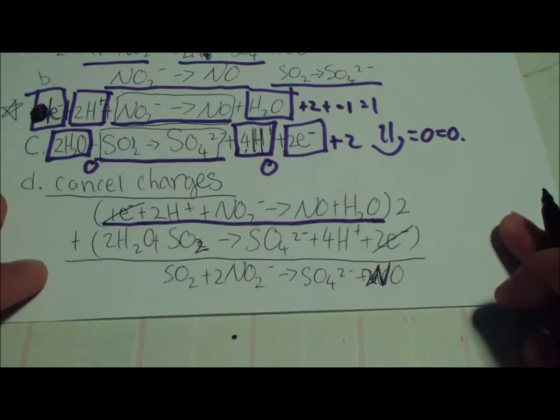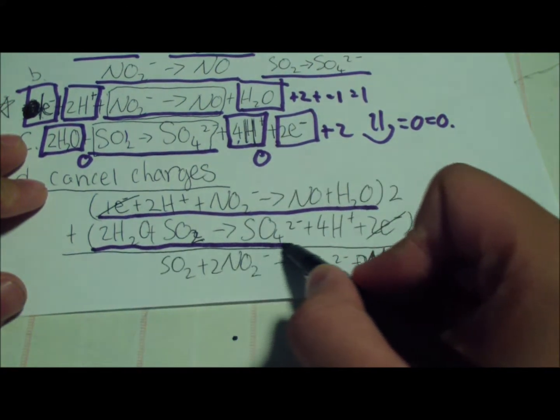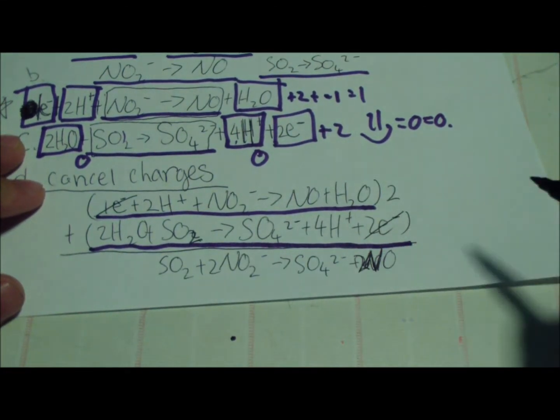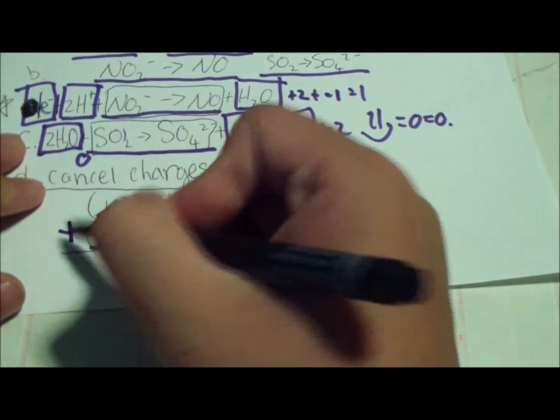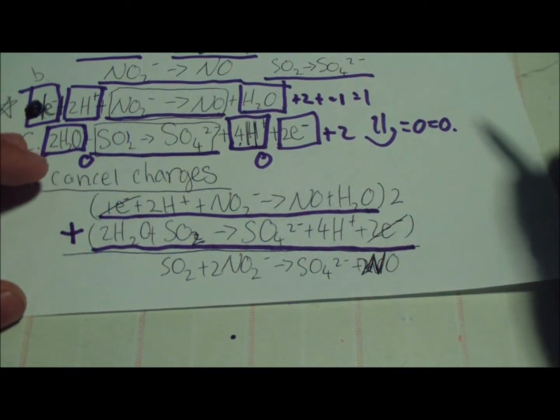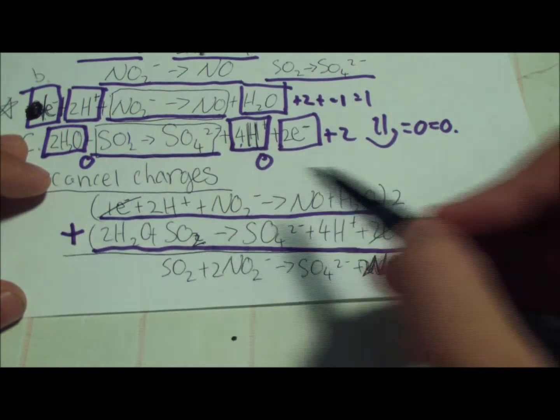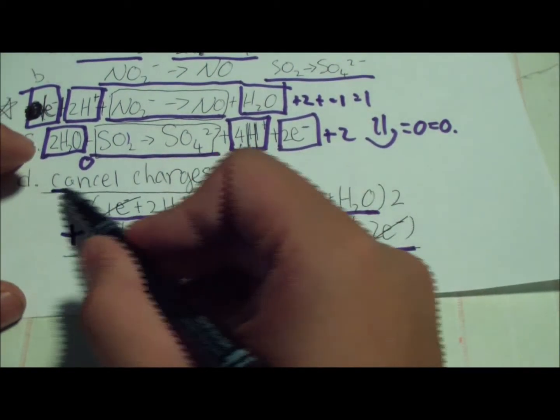Right here, I have NO2 minus to NO. That's a balanced half reaction, and I have 1 electron here. Alright, let's move over. On the bottom one will be the SO2 to SO4 2 minus. I jot that down also. Now I have a plus sign, and you add them together. It's simple algebra. Now you see here, I have 1 electron here, and I have 2 electrons here. I want to cancel the charges, right?